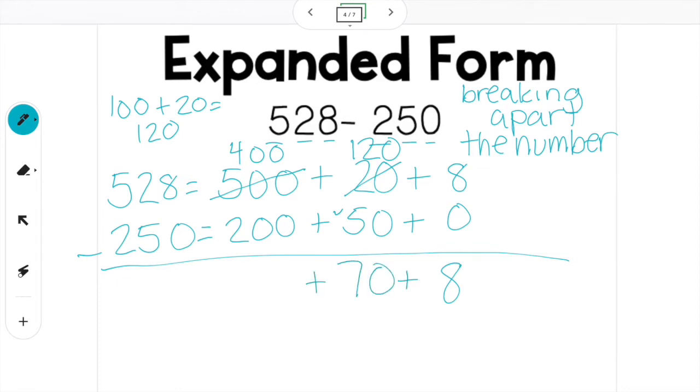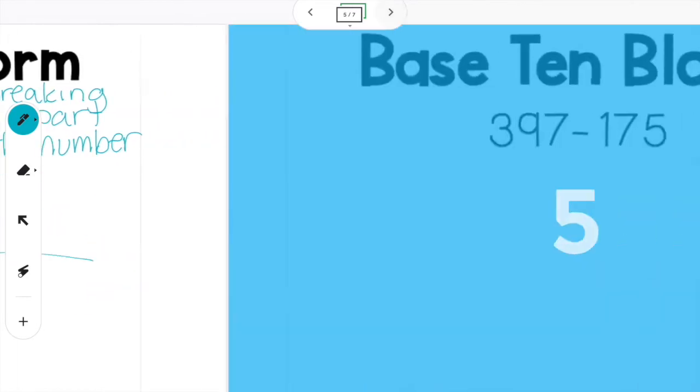All right, and now I just subtract my hundreds, which is 400 minus 200, which is going to be 200. Now all I have to do is just put my digits together. So 2, 7, 8. So I have a 2 in the hundreds place, a 7 in the tens place, and an 8 in the ones place. So that means 528 minus 250 equals 278. Awesome. All right, let's move on to the next strategy.